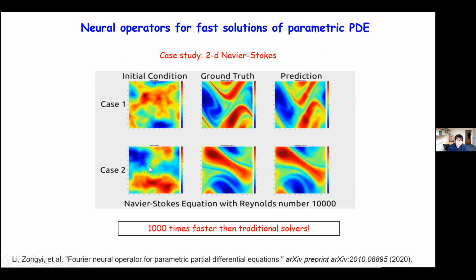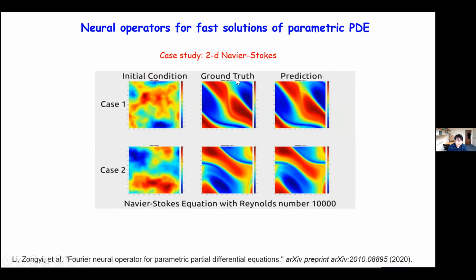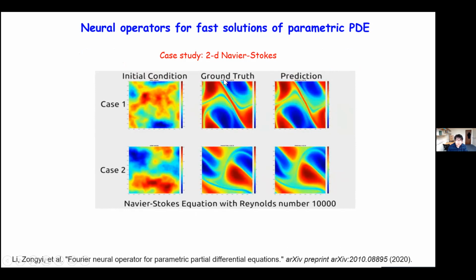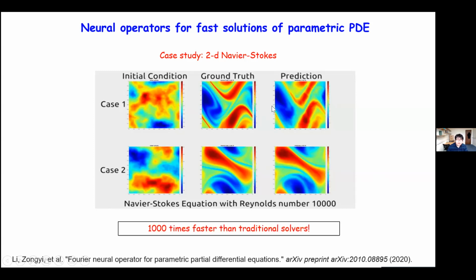So you can see that these are basically the evolution of vorticities. These are the ground truth solution given by the numerical solvers. These are the neural operator predictions, and you can see that they agree with each other pretty well. And what is also quite impressive is that using this Fourier neural operator, we can really speed up our solution. So this thing is approximately 1,000 times faster than traditional solvers.